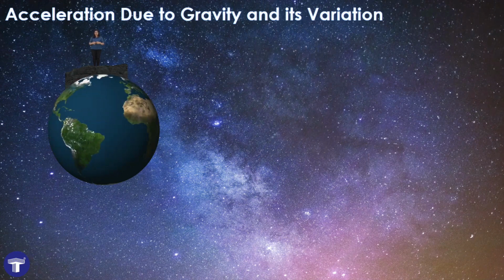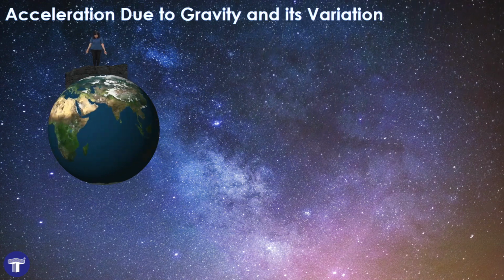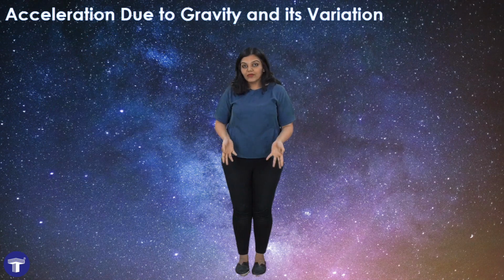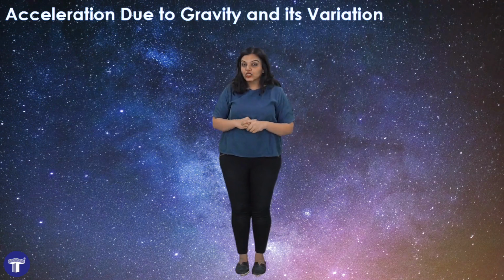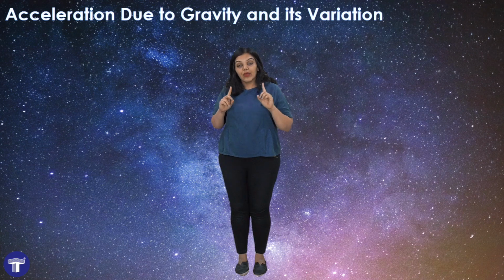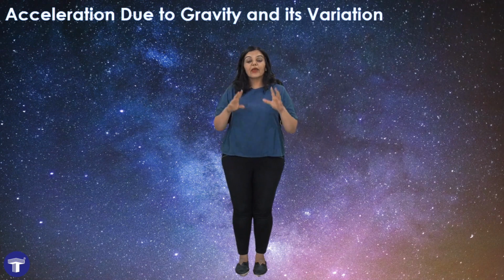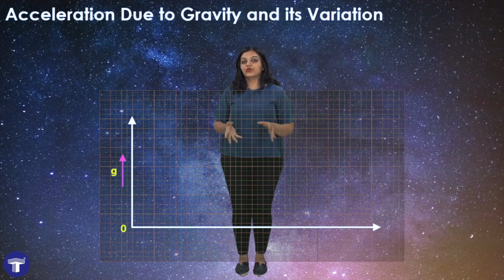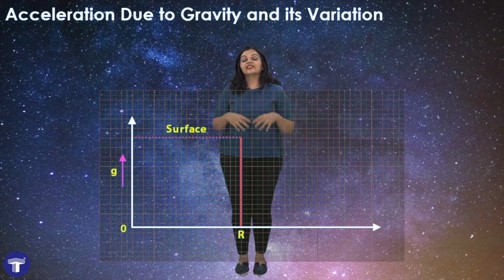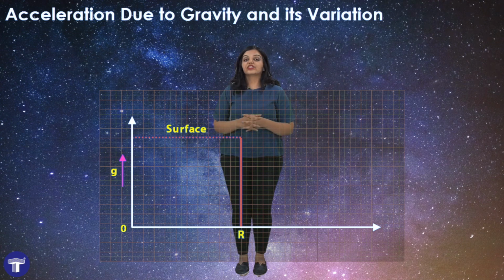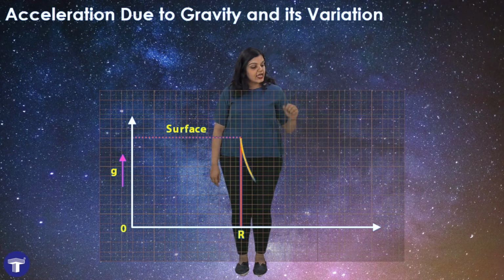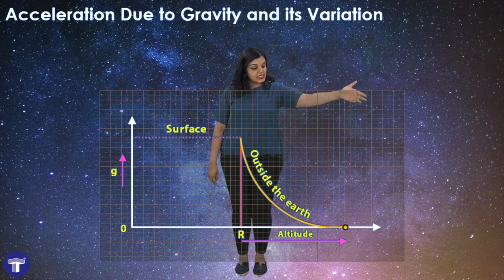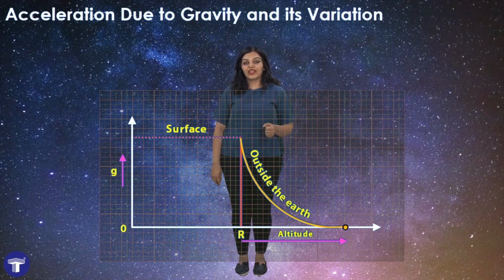And this is only when the height of the object from the surface of the Earth is very small as compared to the size of the Earth. Now from this I can write down the variation of g with altitude and represent it in a graph. If I plot a graph of acceleration due to gravity with the altitude or height, I will see that it varies inversely with the square of the distance, and therefore I get this curve as you can see in the graph, and this represents the variation of g with height.